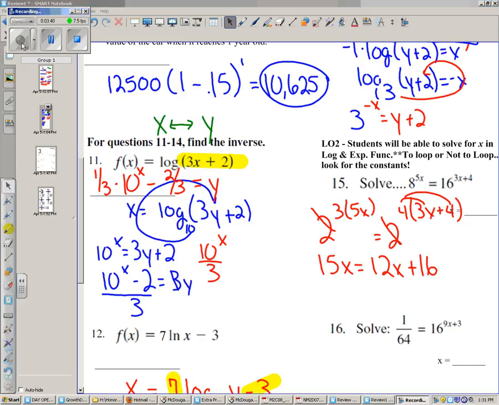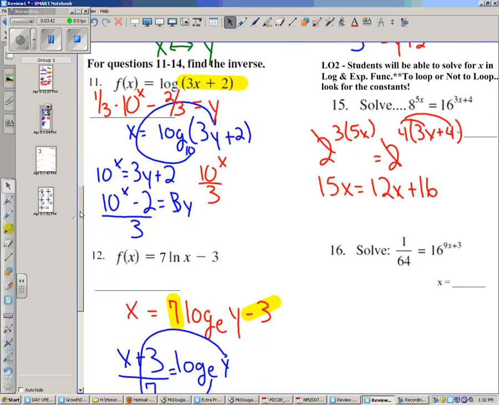And now, working to get x by itself, I'm going to subtract the 12x over to the 15x, and that becomes 3x. And then the last step to get x by itself is divide by 3. So my final answer is 16/3, which should go right up there.